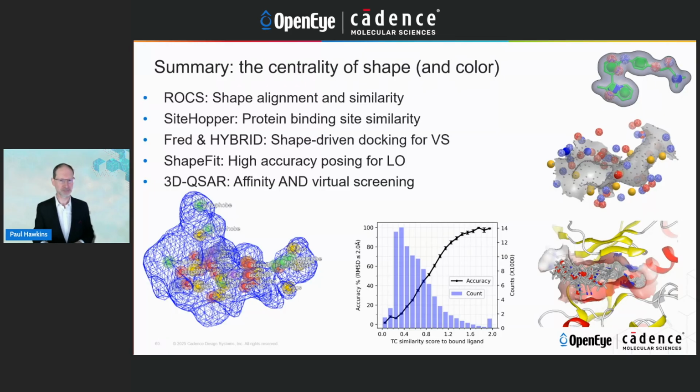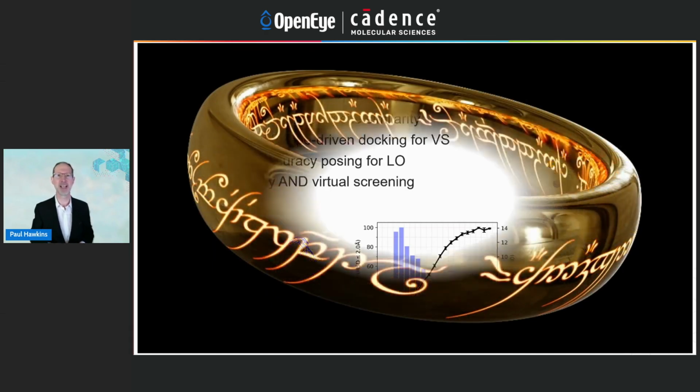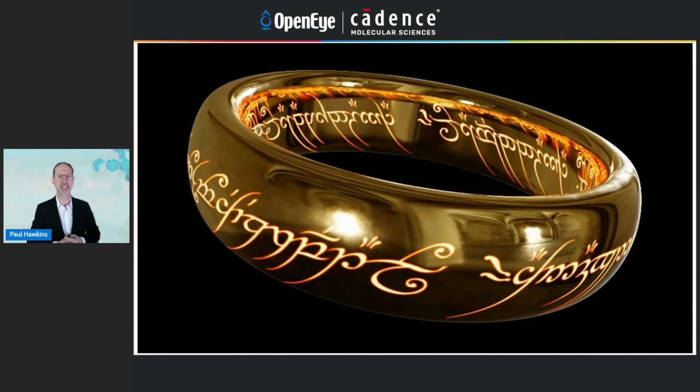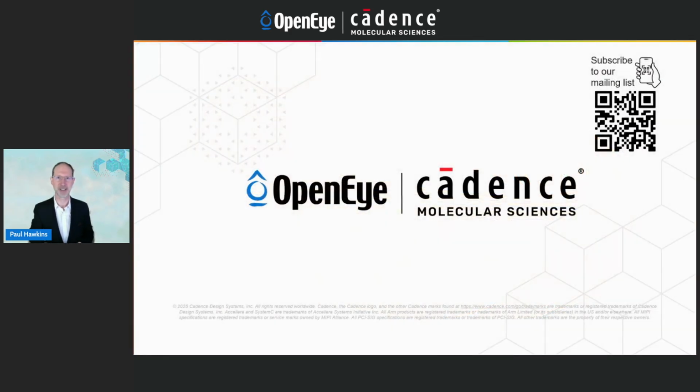So as a lifelong Tolkien fan, for me, shape and color is definitely the one ring. It is the one thing that brings a lot of disparate problems together, and we can solve all these different problems under a single approach. So thank you very much for your attention. And if you have any questions, I'd be happy to take them now.